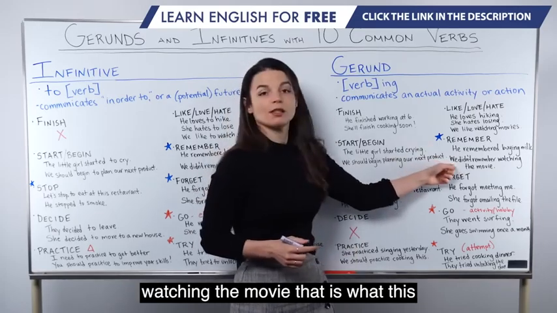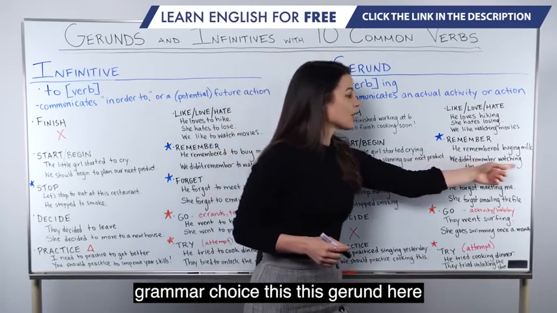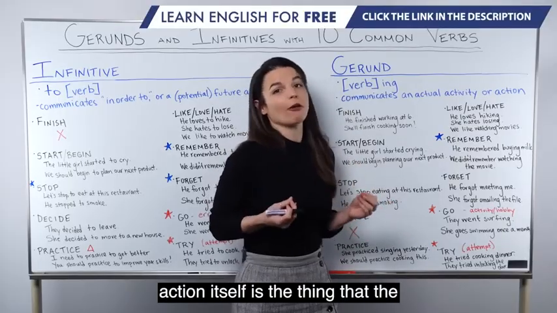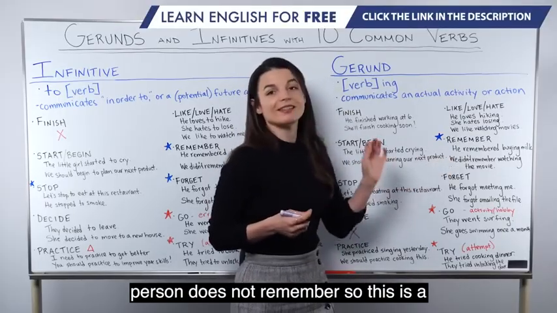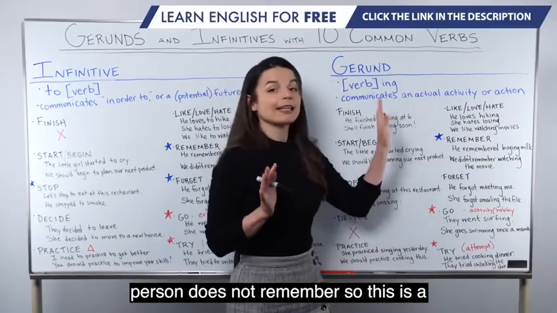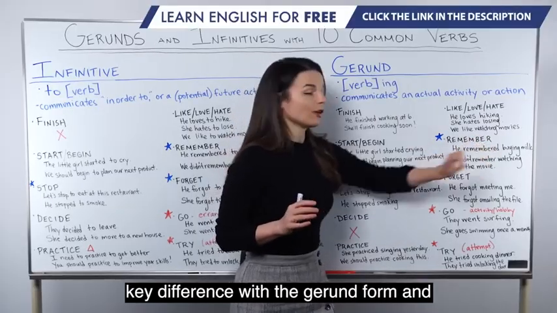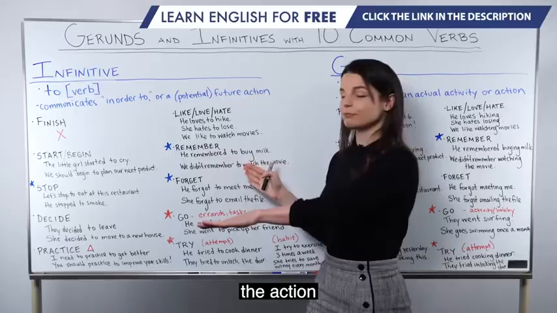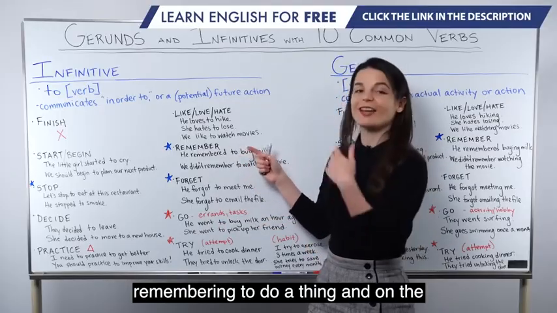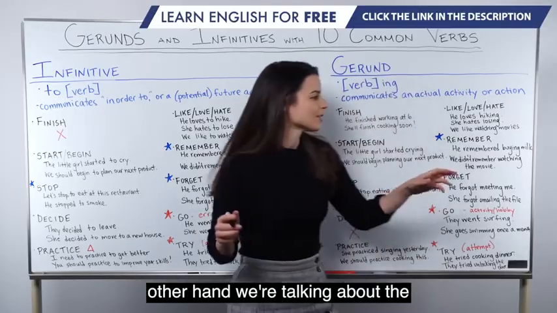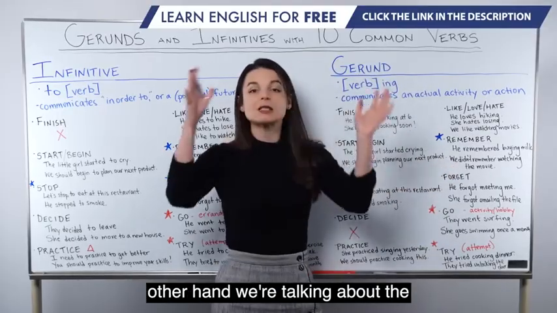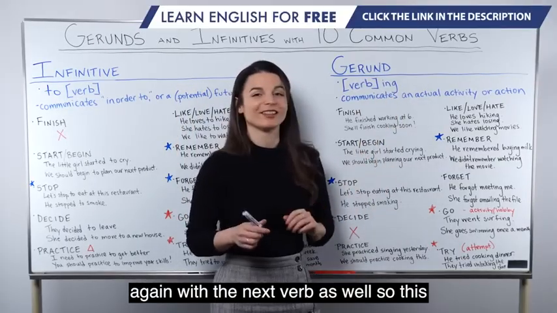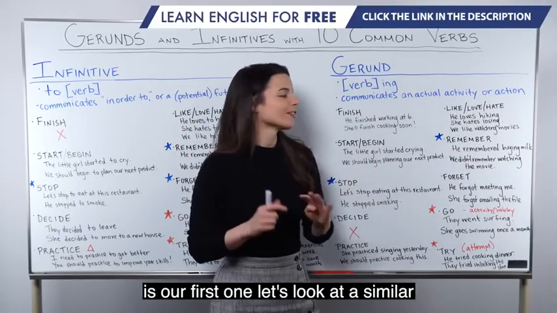That is what this grammar choice, this gerund here, communicates: this idea that the specific action itself is the thing that the person does not remember. So this is a key difference with the gerund form and the infinitive. Here we're talking about the action, remembering to do a thing. And on the other hand, we're talking about the experience itself. So this is a key difference here. We're going to see this again with the next verb as well. So this is our first one.